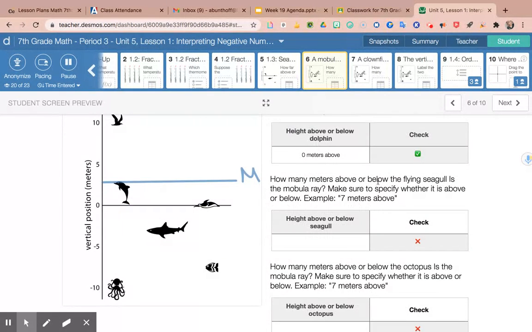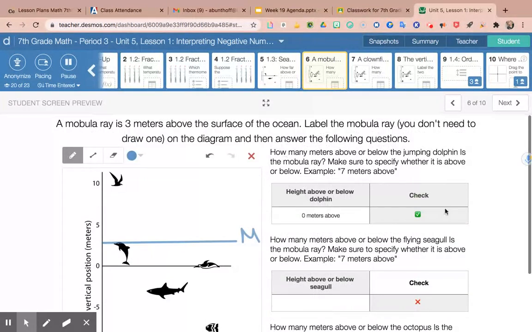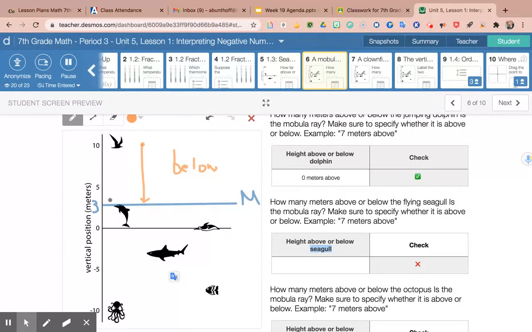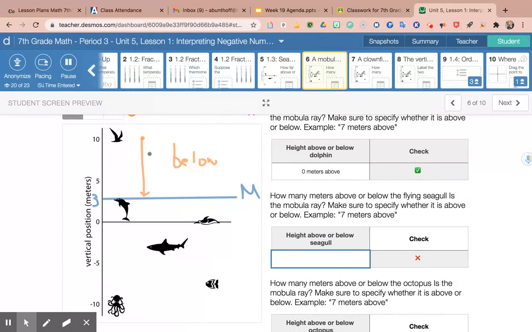All right, next one. How many meters above or below the flying seagull is the ray? So start at the flying seagull. So start at the seagull right here. And then you're going to write how many meters away is it? So from 10, and remember the ray is at 3. So from 10 to 3, how many meters is that? And this one's actually below. So you're going to want to start at the seagull, and the ray is below it. So you're going to write how many meters below it is. So from 10 to 3 would be 7. So you're going to write 7 meters below.